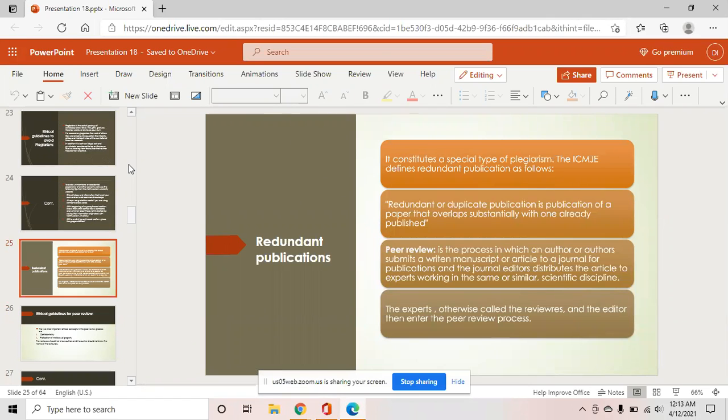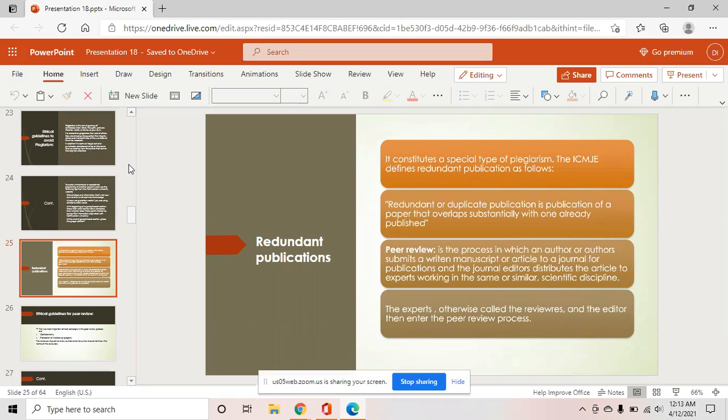Redundant publications. It constitutes a special type of plagiarism. The ICMJE defines redundant publications as follows. The redundant or duplicate publication is the publication of a paper that overlaps substantially with one already published.